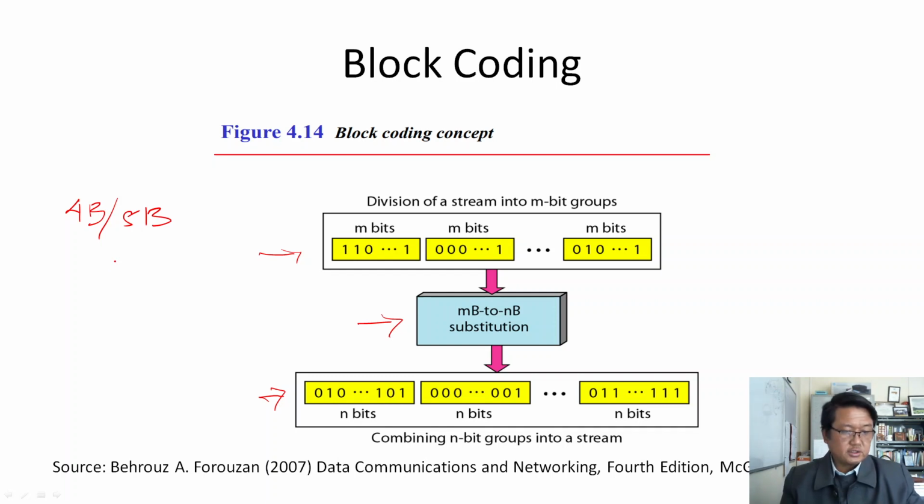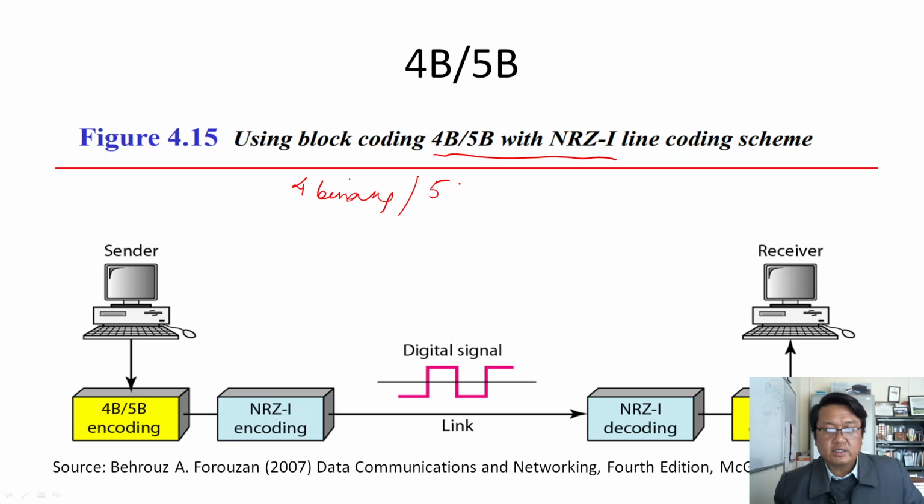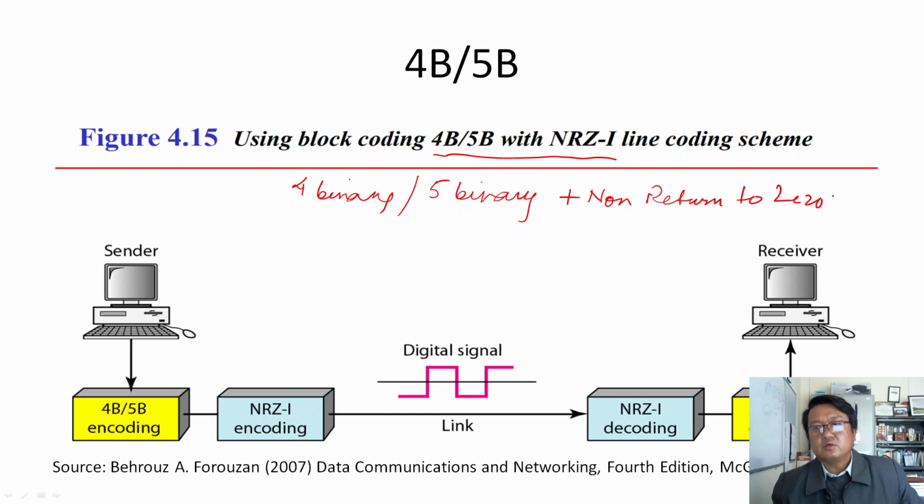So the new streams are usually bigger than the original streams. Now, this is one scheme of block coding, known as 4B/5B with non-return to zero invert. 4B/5B means 4 binary and 5 binary. That means a group of 4 bits is replaced by a group of 5 bits.